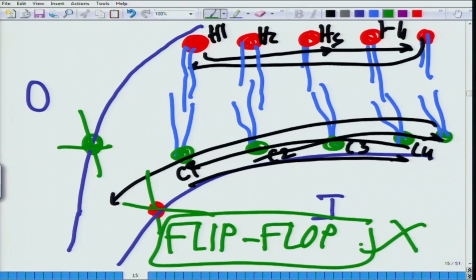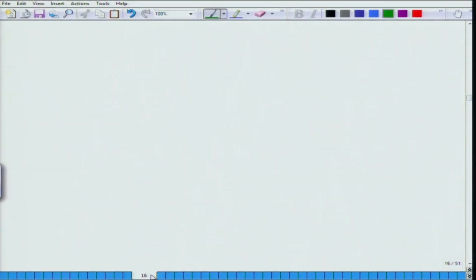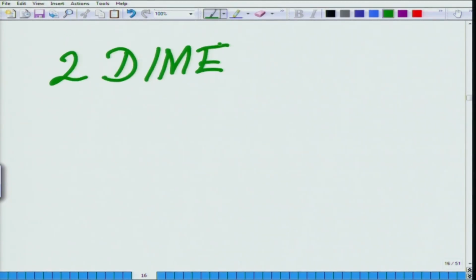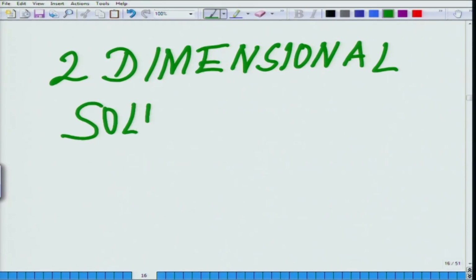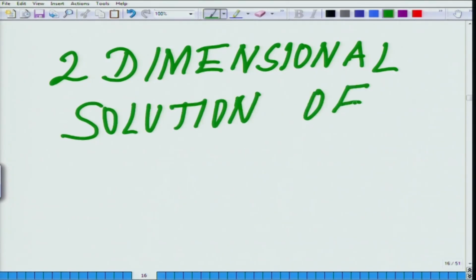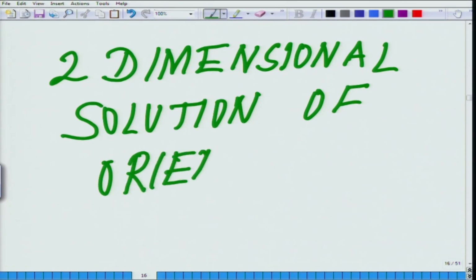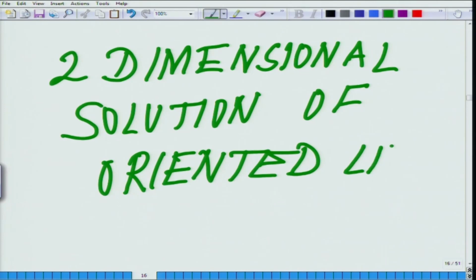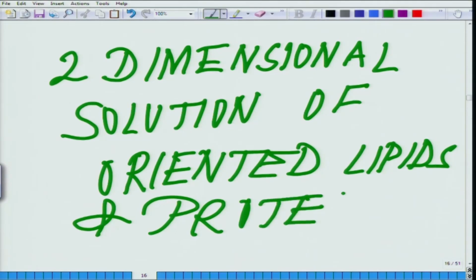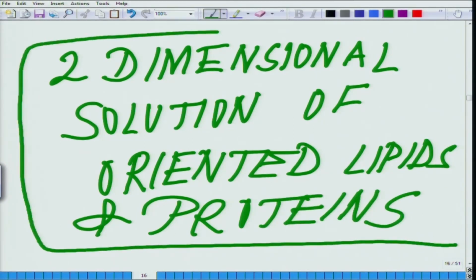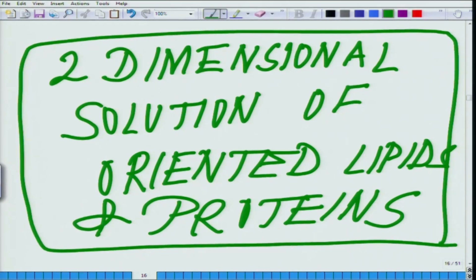Flip-flop is a very rare phenomenon. It does not really happen, it is really tough, but there will be lateral movement, and because of this lateral movement, a membrane is sometimes also called a two-dimensional solution of oriented proteins and lipids, because they can only move in two dimensions, laterally. Okay. So this is a very interesting feature about membranes.